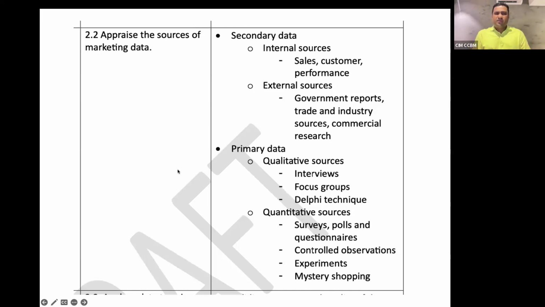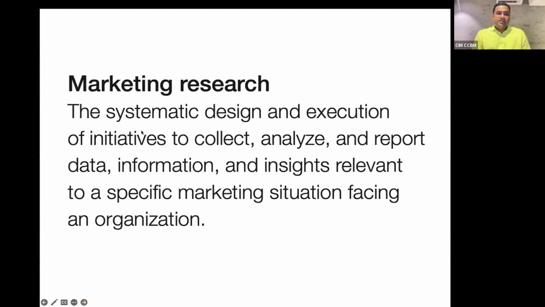So what are these kinds of data? We undertake market research and we collect broadly two types of data: secondary data and primary data. So in AC 2.2, we are going to look at the sources of these two types of marketing data: primary data and secondary data. Primary data and secondary data. Okay. So let me start by first defining what market research would be.